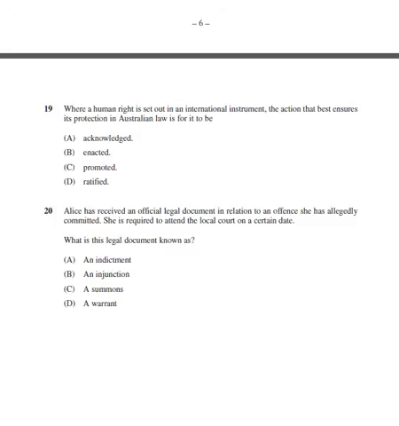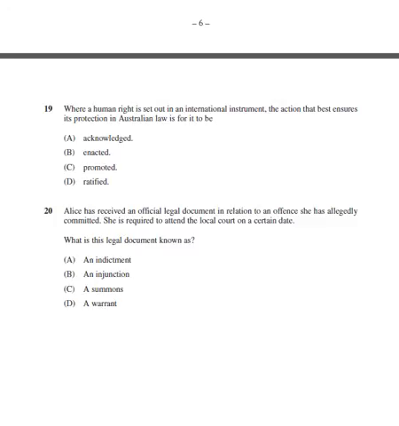So question 19 is, where a human right is set out in an international instrument, the action that best ensures its protection in Australian law is to be, so you go through the answers. A, acknowledged. No, you want it to be enforceable. Acknowledging it is one thing, it's the first step, but it's not enough. And we'll go through to the other answer. C, promoted. It can help, but again, it's not enforceable. It doesn't protect any people. They can't take it to court.